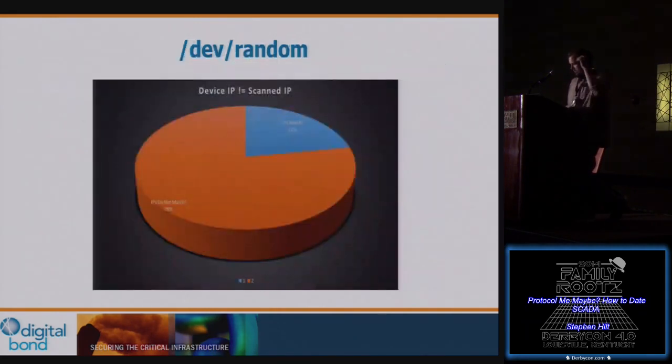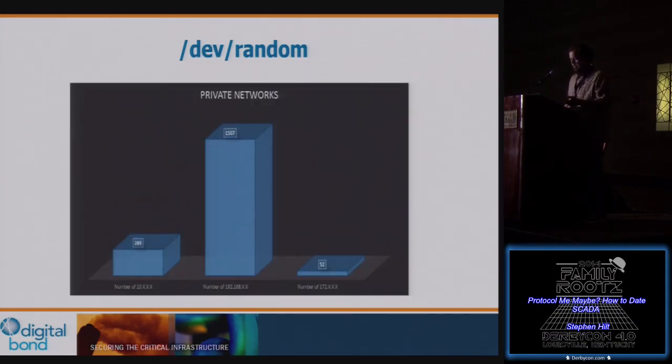So then we decided, out of random information that I like to gather, how many of those devices, the IP address was the scanned IP address. And surprisingly, 78% of the devices currently in Shodan have a private address. They're configured as that device IP. And then the most common one is a 192.168 address.